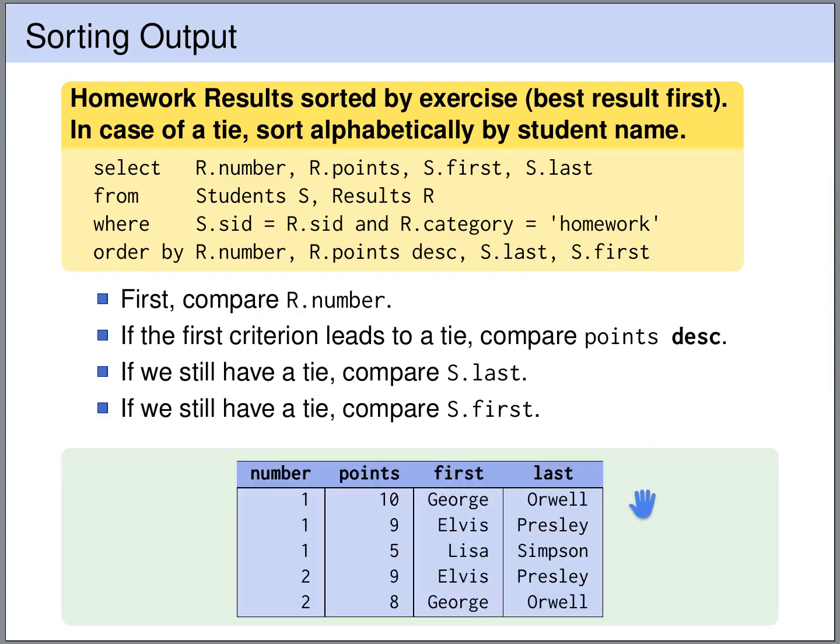So this query will give us this table. We have first of all ordered by the homework number. Within the homework, we've ordered by the number of points in descending order. And if there would still be a tie, in this case we don't have a tie, then we would first compare by last name and then by first name.